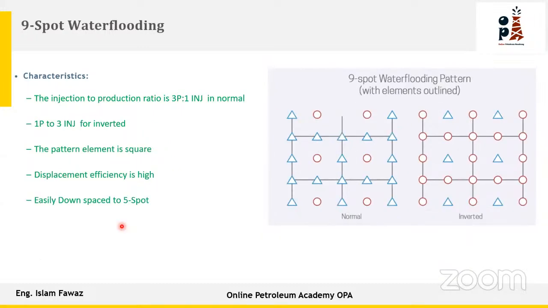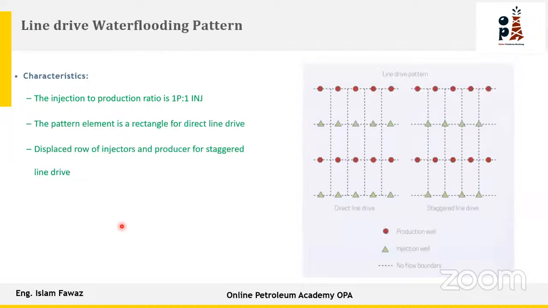Also for the 9 spot here, the injection to production ratio is 3 producers to 1 injector. This is the normal one, and the pattern is a square. Its placement is high and it is easily down spaced to 5 spot, and the 5 spot is also easily down spaced to line drive or staggered line drive. The line drive mechanism is a direct line drive, which means every injector is targeting 1 producer. This injector targets this producer, and this injector targets this producer. This is called direct line drive.